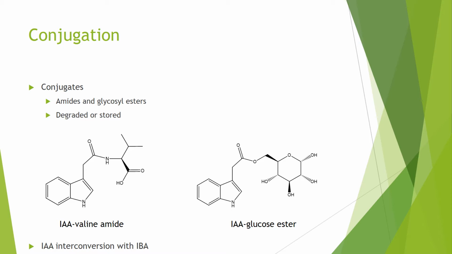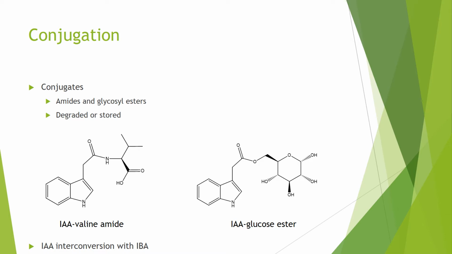These conjugates can be amides, glycosyl esters, or larger molecular weight species like glycans. Examples of amino acids used in amides, you can have aspartate, glutamate, glycine, or the valine shown here. Examples of sugars that can be used, you've got glucose shown, you've got myo-inositol, and you've got things like rhamnose. And they can be degraded in the case of aspartate or glutamate conjugates, or temporarily stored.